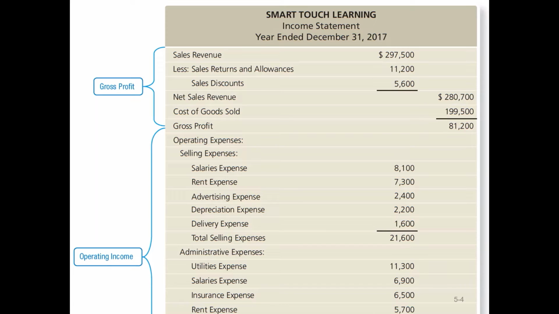And we also need to keep track of our sales returns and our discounts so that we can make decisions about whether our products are maybe defective. Maybe we have too many sales returns. Maybe we're giving too many discounts and that's hurting our profitability. So we really want to have these accounts separate. After net sales revenue, we have the cost of goods sold. This is a really important number as it's reporting the merchandise and how much it costs us to sell it.